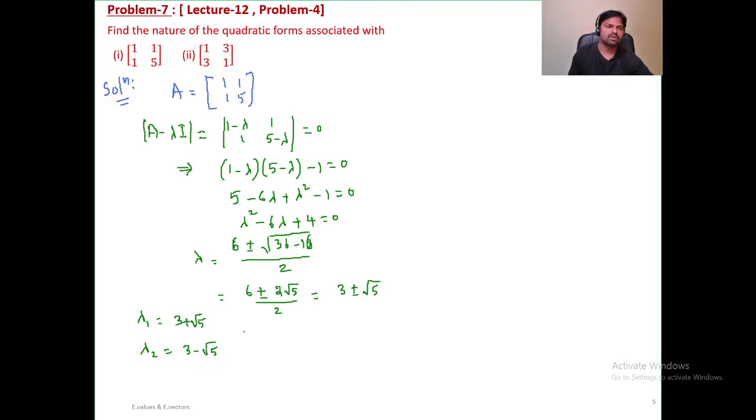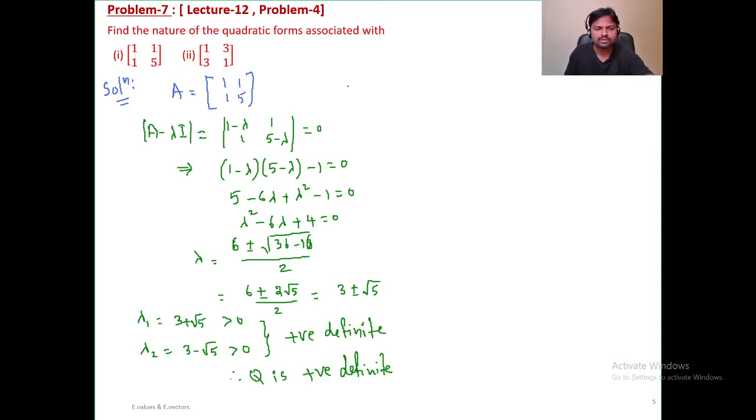Now what kind of eigenvalues are these? So 3 plus root 5 is always more than 0. What is the root 5 value? 2 point something, right? Here also 2 point something, but 3 minus 2 point something is more than 0. So both are positive. Therefore it is positive definite. Which one is positive definite? Q is positive definite.